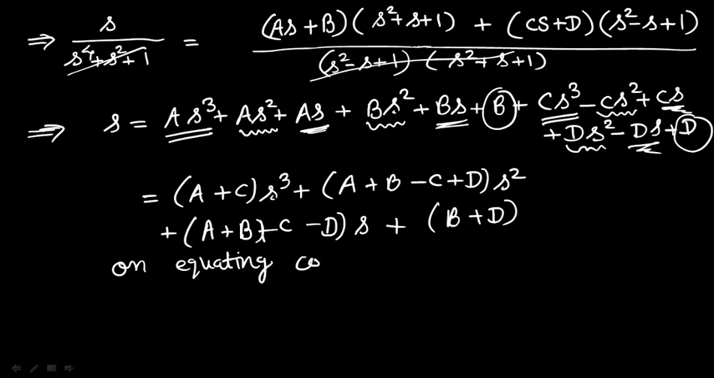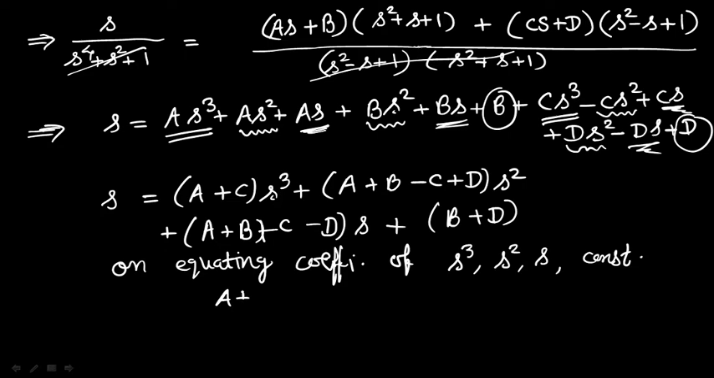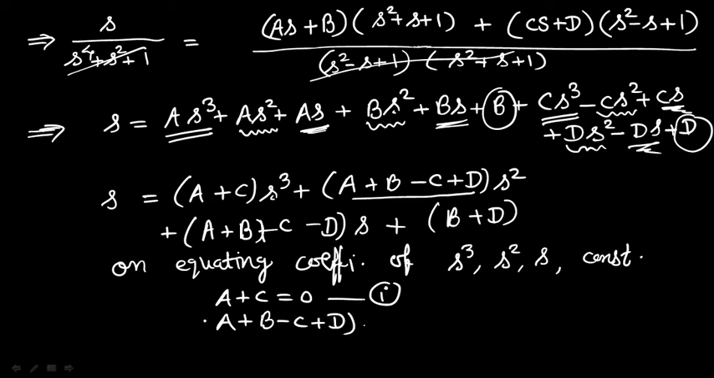Now on equating coefficients of s cube, s square, s and the constant term, we get four equations. Now here on the left hand side there is s only, therefore the coefficient of s cube: a plus c equal to 0. Therefore a plus c equal to 0. This is the first equation. Now the second equation is this value: a plus b minus c plus d, its value equal to 0. This is the second equation.